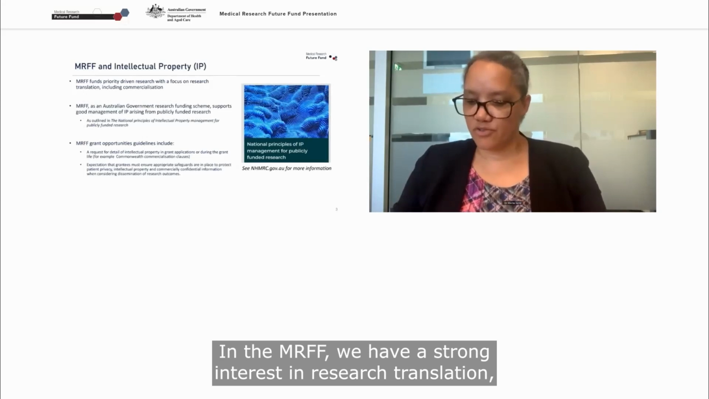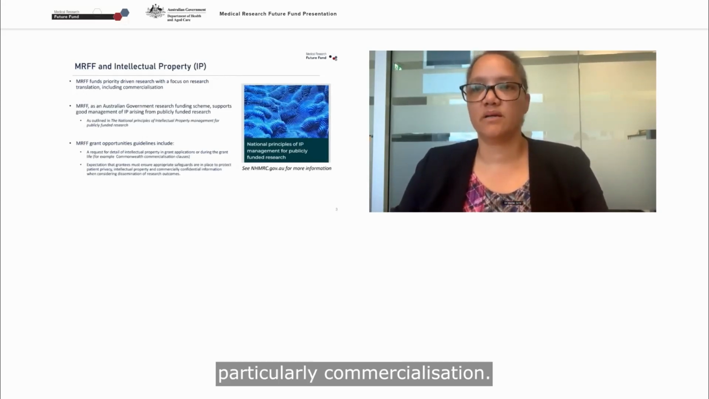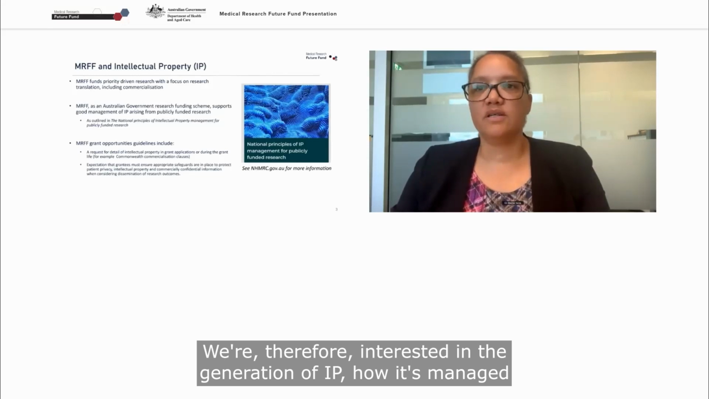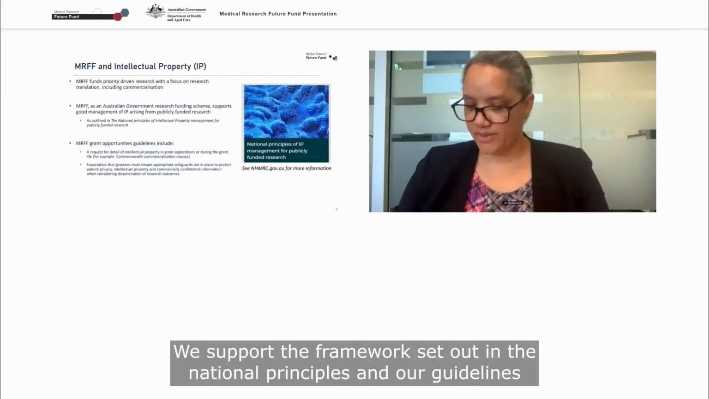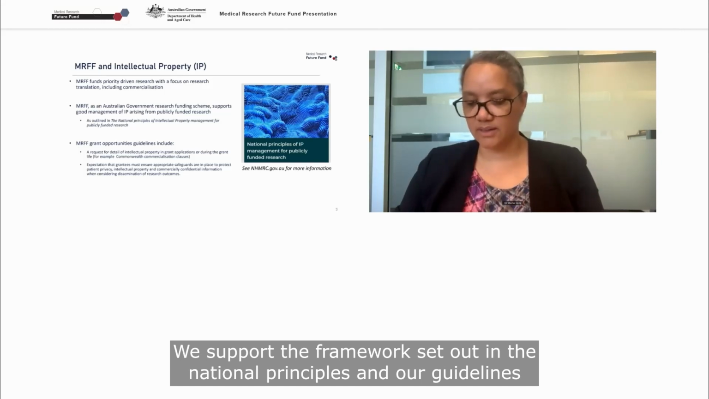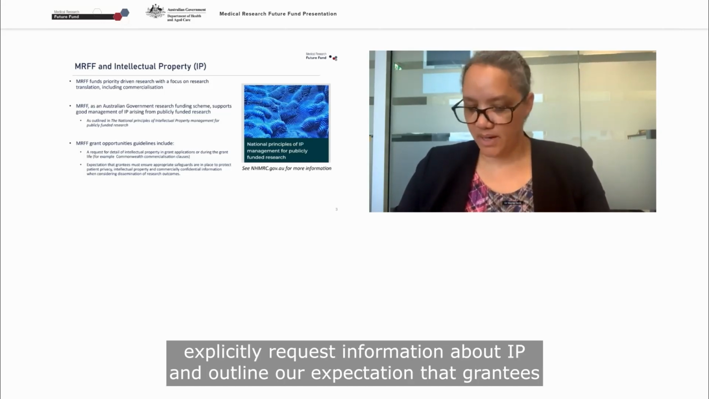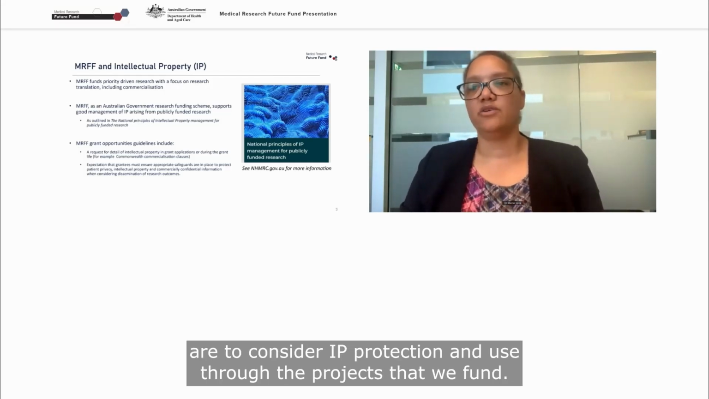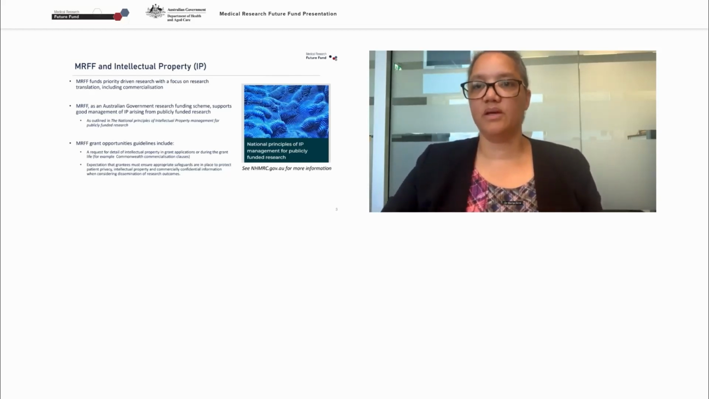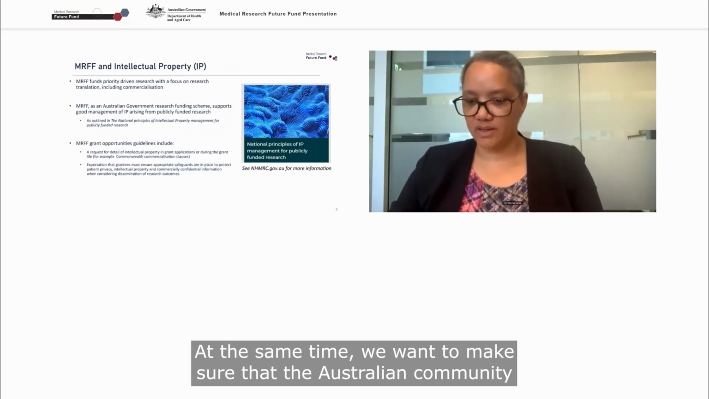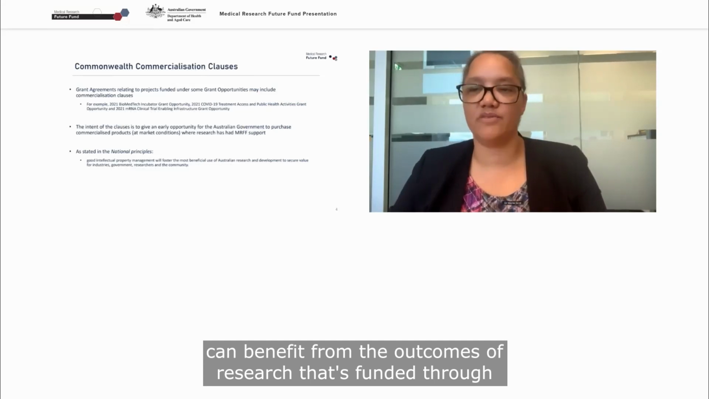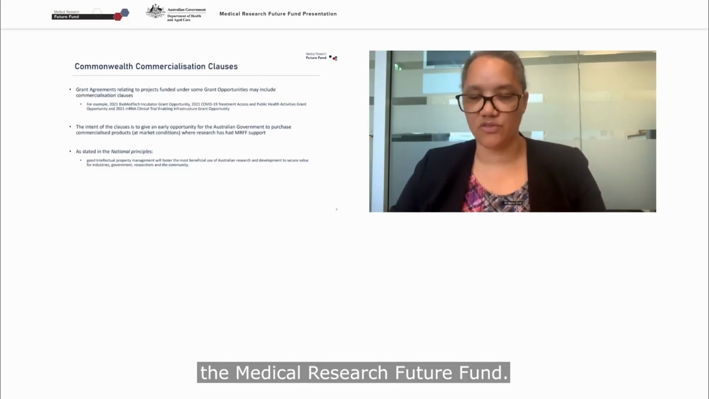In the MRFF, we have a strong interest in research translation, particularly commercialisation. We're therefore interested in the generation of IP, how it's managed, and how it can benefit Australian researchers and the community. We support the framework set out in the national principles, and our guidelines explicitly request information about IP and outline our expectation that grantees are to consider IP protection and use through the projects that we fund. At the same time, we want to make sure that the Australian community can benefit from the outcomes of research that's funded through the Medical Research Future Fund.